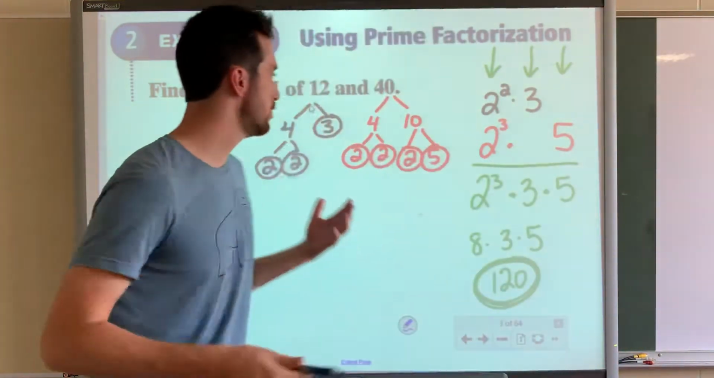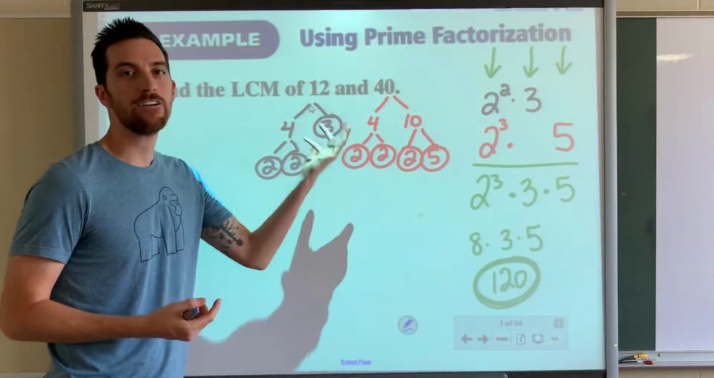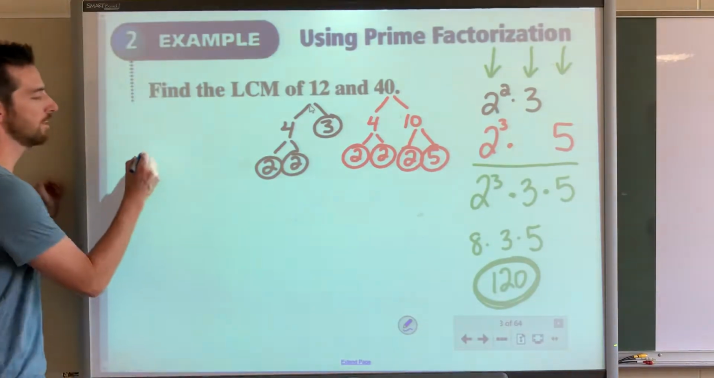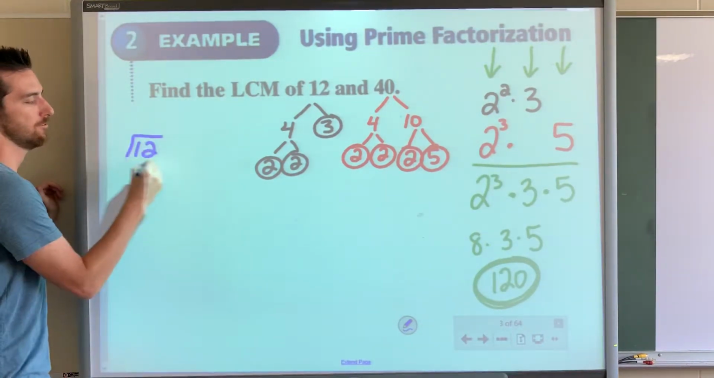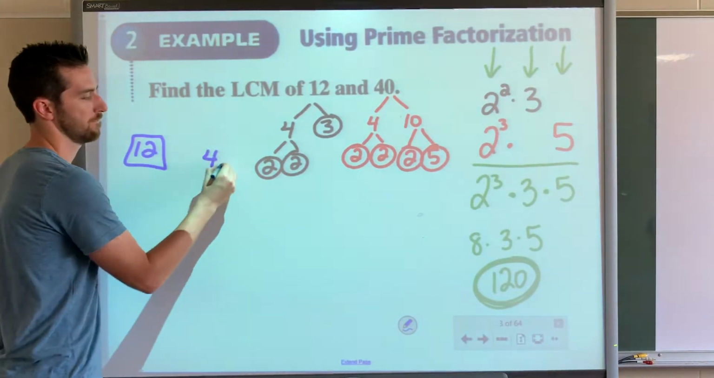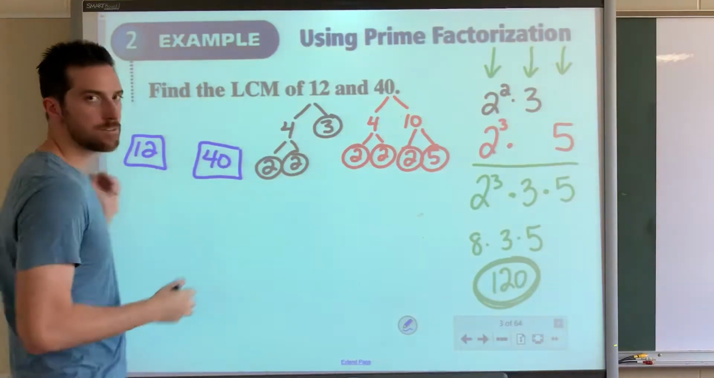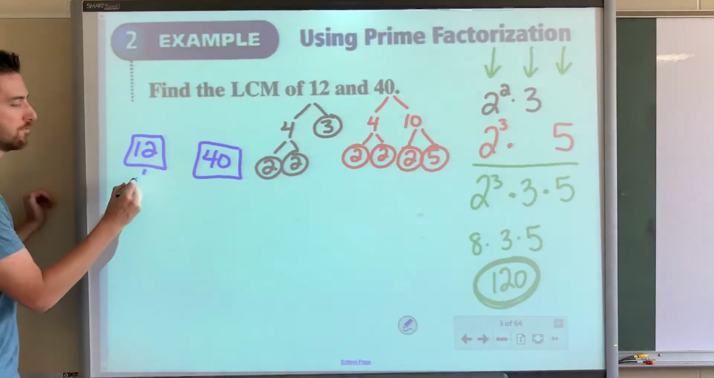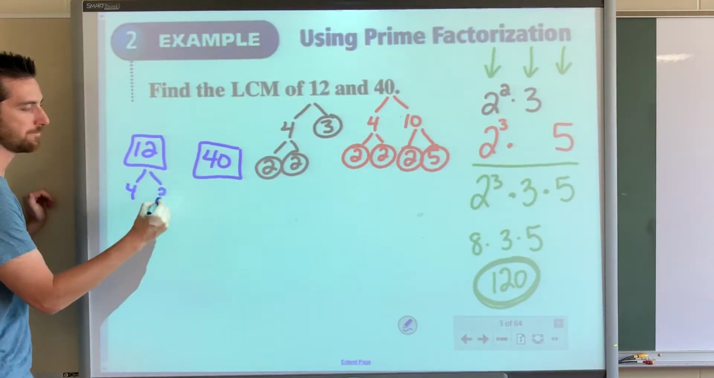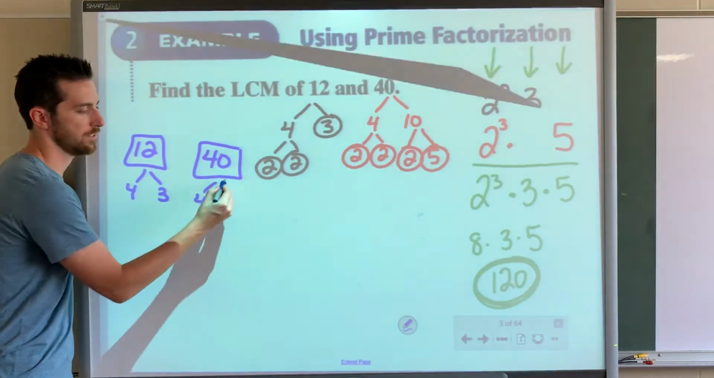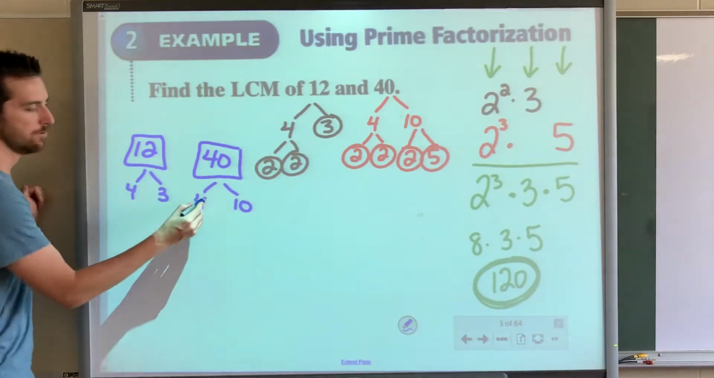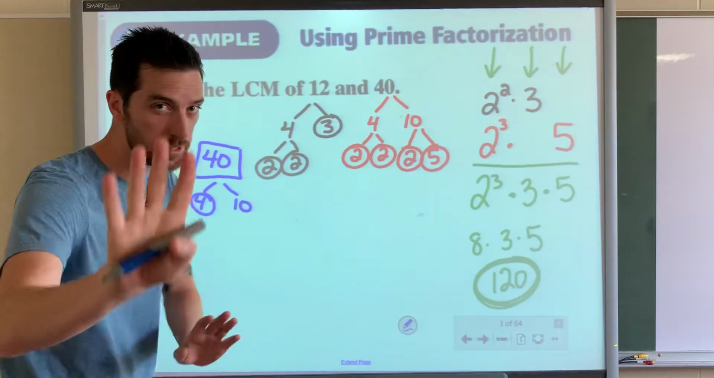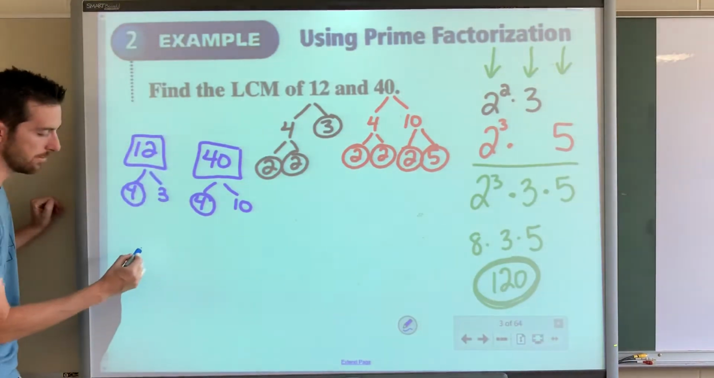Another way is you look for anything that these have in common first. So 12 and 40, you might be able to recognize, hold on, let me write these for a sec. You might be able to say, hey, I know that 4 goes into both of those. 12 is 4 times 3, and 40 is 4 times 10. And you're like, oh, great, they have a 4 in common. Even though 4 is not prime, but they have it in common, you just bring it down.